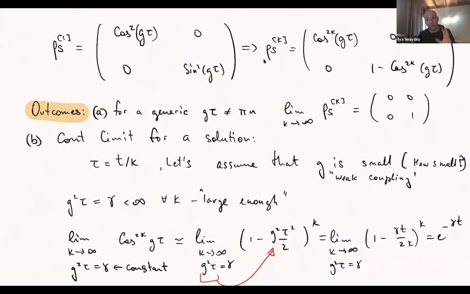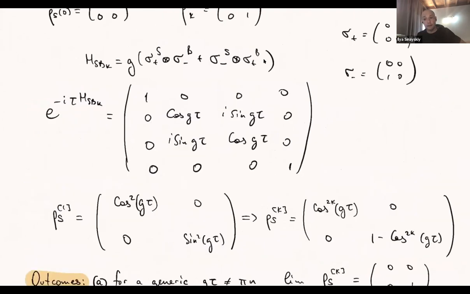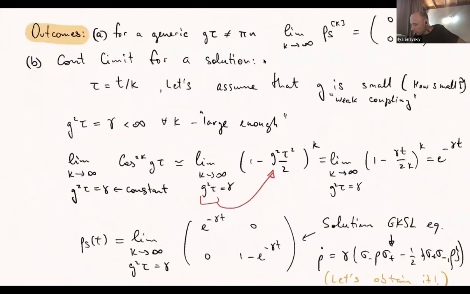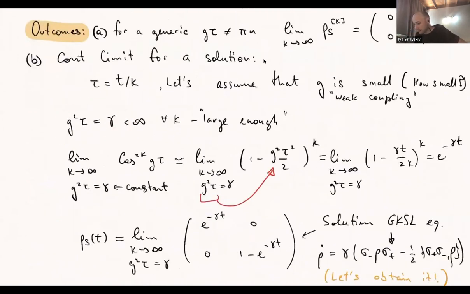And what you can say is that, okay, let's add a little bit of physics. Let's assume that this is a weak coupling, and how weak, in order to obtain something, we need to say something like this. From here we get that tau is formally dependent on k, in such a way that g squared multiplied by tau is equal to a constant, irrelevant of k. So it means that the smallness of g is proportional to one over the square root of k.